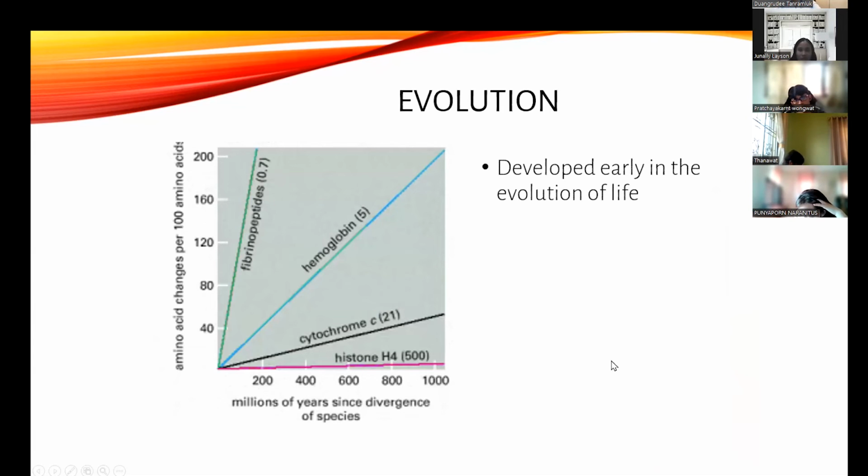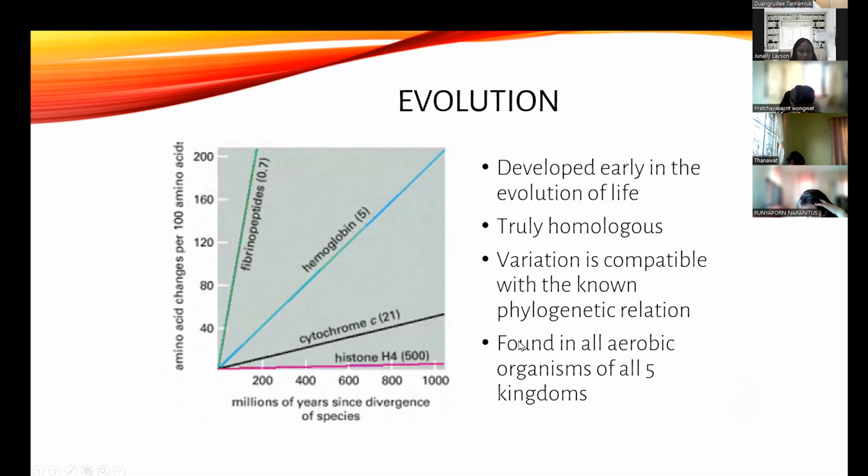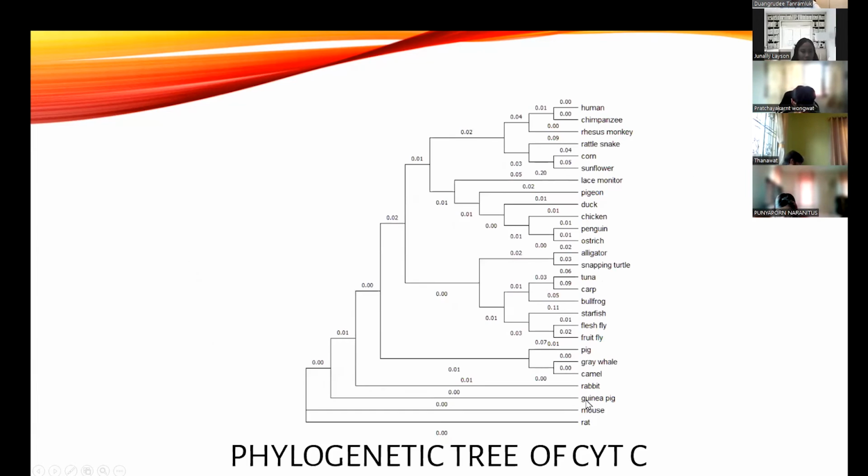And through evolution, cytochrome C developed early in the evolution of life. It's truly homologous, and it was shown that the variation is related to the phylogenetic relationship in the tree of life. It's found in all the 5 kingdoms of all aerobic organisms. So if you do the multiple alignment, there is a button that you can click to generate a phylogenetic tree. So by that multiple alignment, there is one magic button that you click and you get this tree.